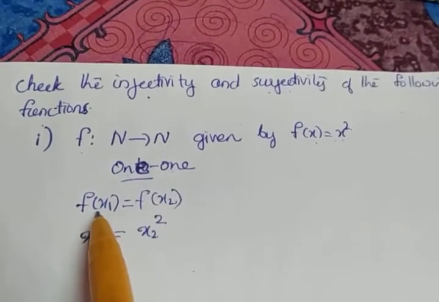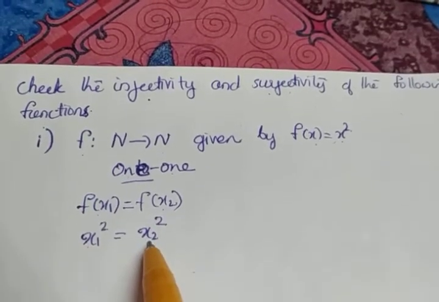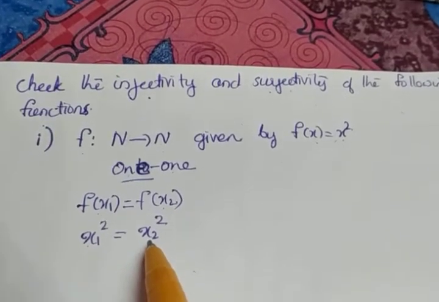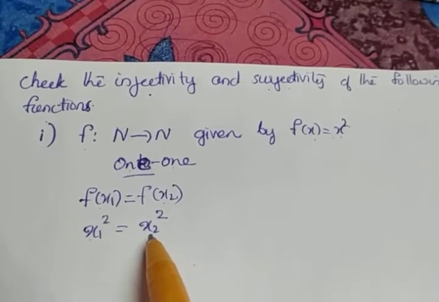So what will be the condition? f of x1 equal to f of x2. That means x1 square equal to x2 square. You will have a tendency to write as the next step x1 equal to x2 by cancelling the square. That is not a correct step.